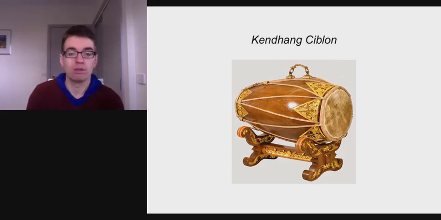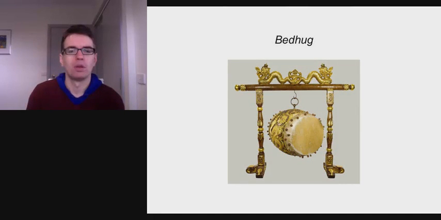The kendang ciblon is also on a stand, and it's a medium-sized drum, and it would be used particularly in puppet performances and also to accompany certain sections of dance performances. The bedug is not a barrel-shaped drum and normally sits in a special stand. It's used sparingly in gamelan compositions and sometimes not at all in some pieces of gamelan music. Interestingly, the bedug is the only instrument that's been appropriated in Islamic practice, and it can often be seen in mosques across Java, where it is used as a warning signal or to summon people to come to mosque for particular occasions.